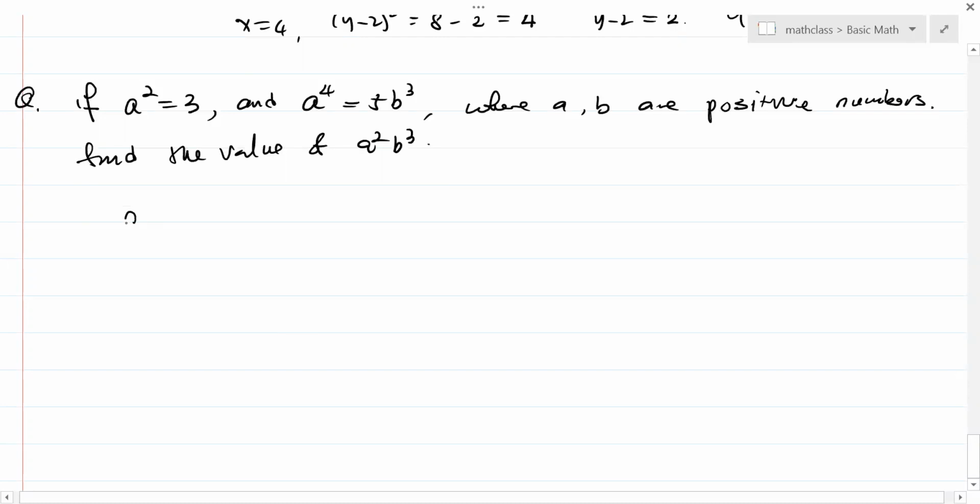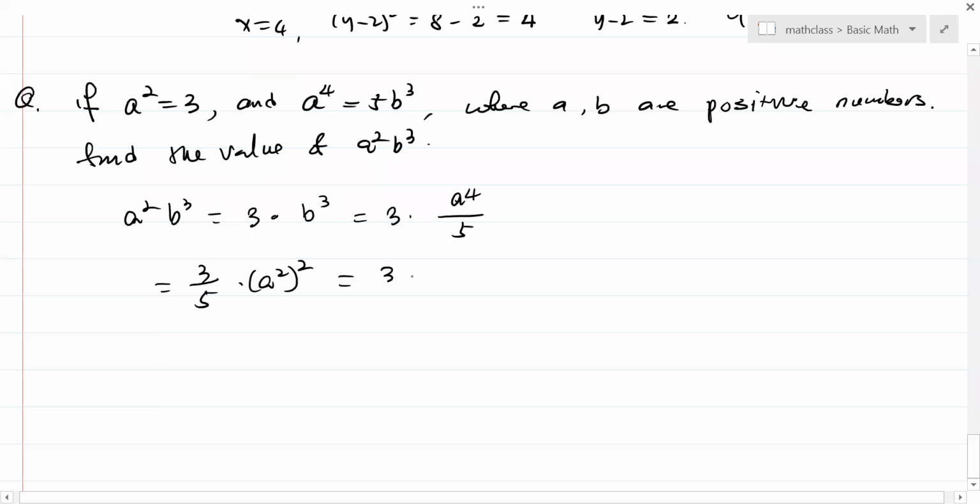But you see that for A squared B cubed, A squared is already given, so you don't worry about that. A squared is 3. Now B cubed is already given over there, so it's going to be 5 times A to the 4th power. But A to the 4th power is A squared, squared. So that's why you get A squared is 3 already. So you can quickly get the answer.